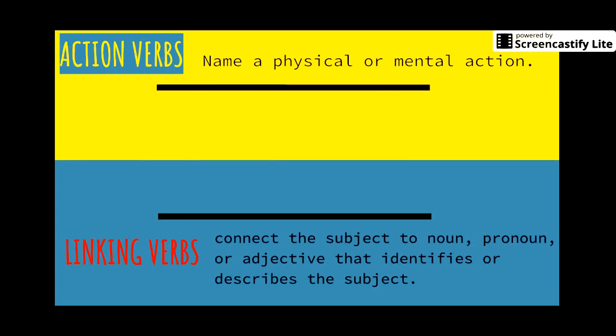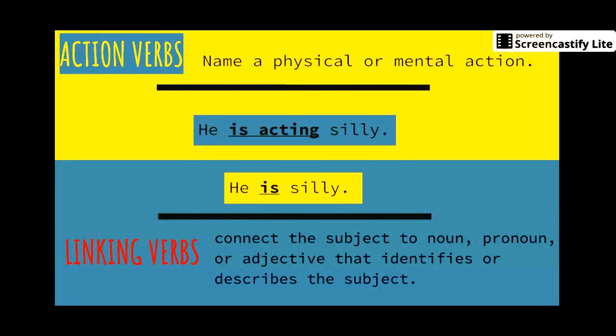Now you got to be careful. These linking verbs are not always going to be linking verbs. They can serve a lot of different purposes. Let's look at a couple examples. He is acting silly. Now, the verb is in the top sentence is a helping verb, and acting is our action verb. So is acting is our verb phrase. Now, in the bottom sentence, he is silly. Is a linking verb. It's connecting he to the adjective silly.